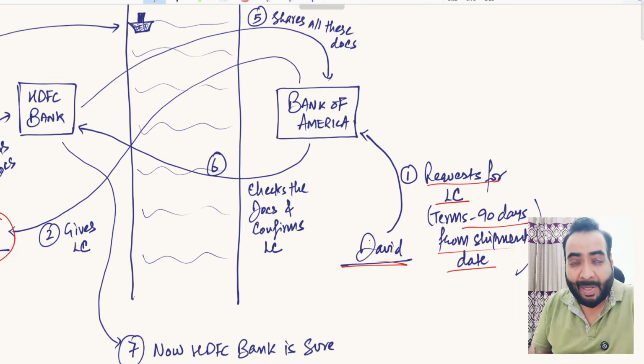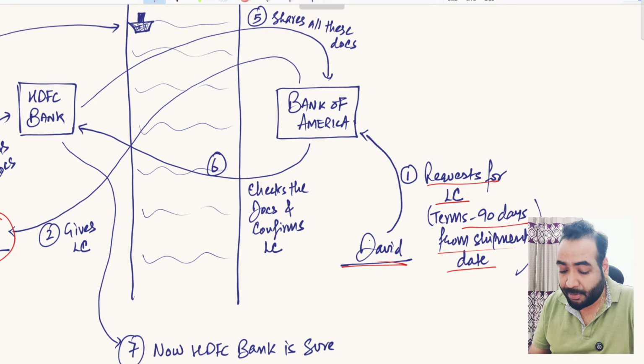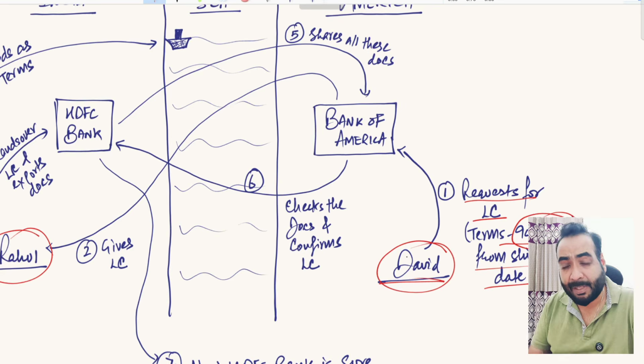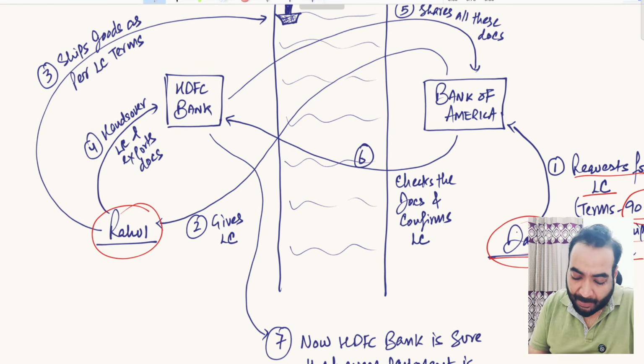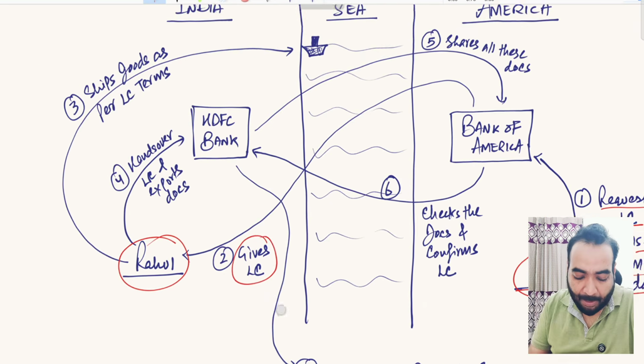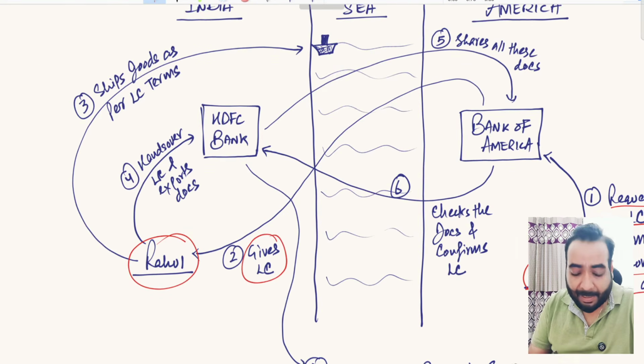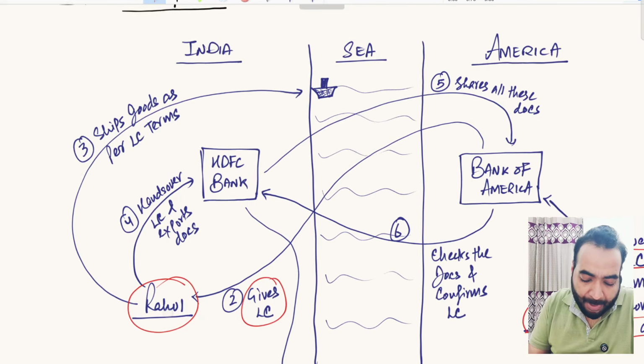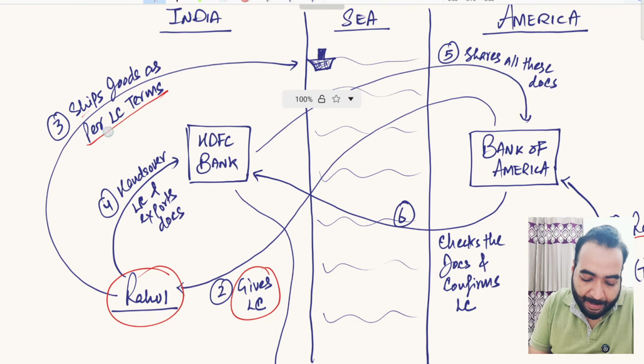So Bank of America asks, what are the payment terms? So David says the payment terms are 90 days from the date of shipment of goods by Mr. Rahul, right? So Bank of America assesses David's past, present, and future, and basis that, and basis the collateral security offered by Mr. David, Bank of America issues LC, the guarantee on behalf of David. Now that LC is given to Rahul, right? On basis that LC, Rahul manufactures the goods and ships the goods as per the LC terms.